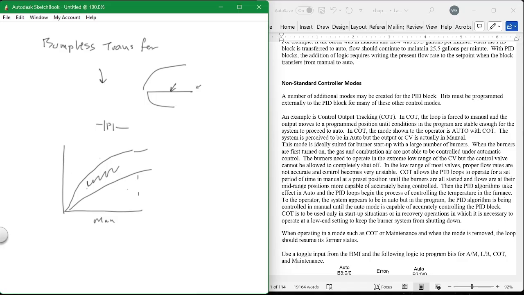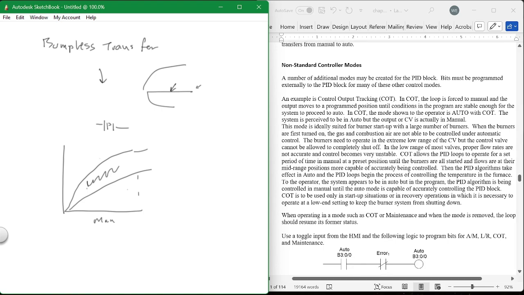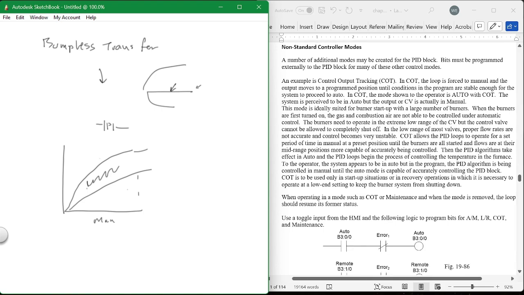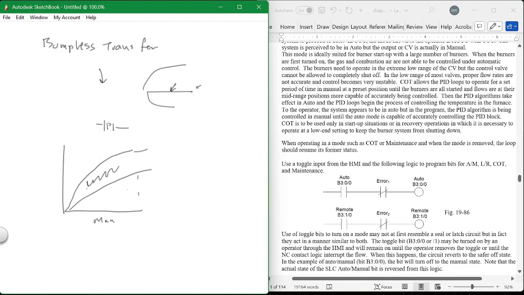So it's really a lie to say it's an auto control output tracking. It's an auto mode. It is not. It's a manual mode, but it's in the lower range of your control, and you want to start up from 0 to a certain percentage, maybe 50%, 40%, with this thing called control output tracking, which really is a manual mode. So again, there are different modes, and some of them you have to program, some of them you don't, but this is one that, if it's a PLC, you'll probably have to program.